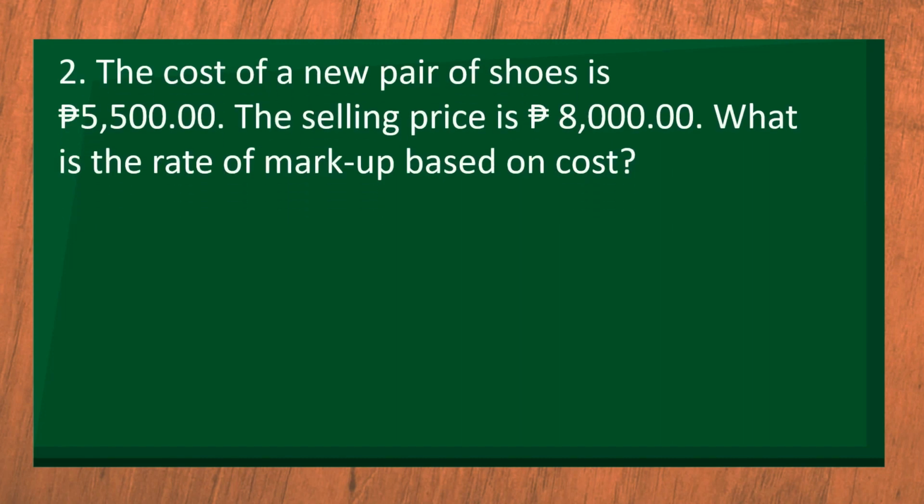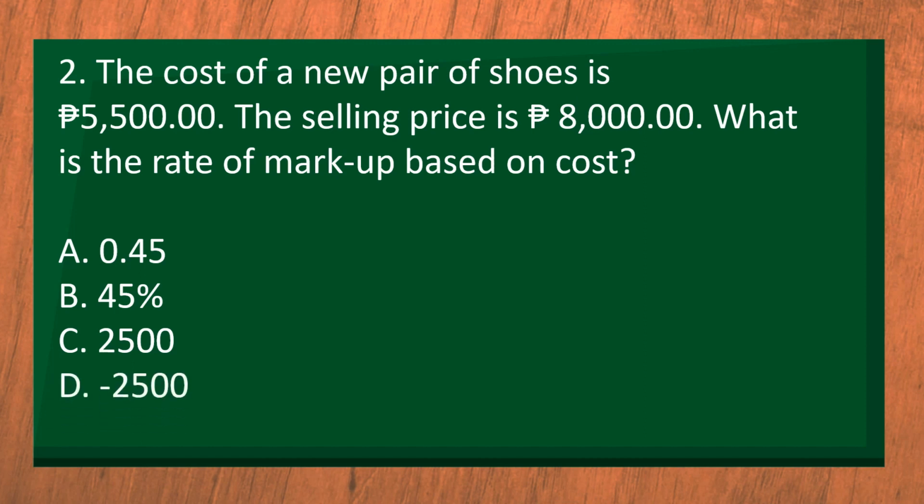Number 2. The cost of a new pair of shoes is 5,500. The selling price is 8,000 pesos. What is the rate of markup based on cost? A. 0.45. B. 45%. C. 2,500. And D. Negative 2,500. The correct answer is letter B, 45%.